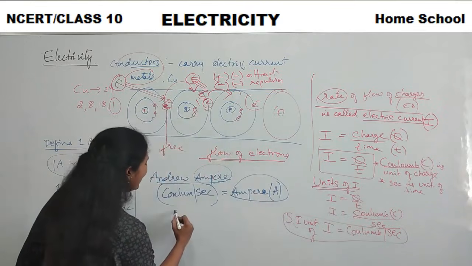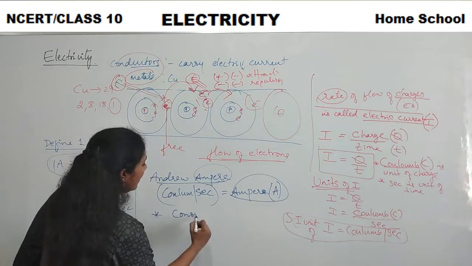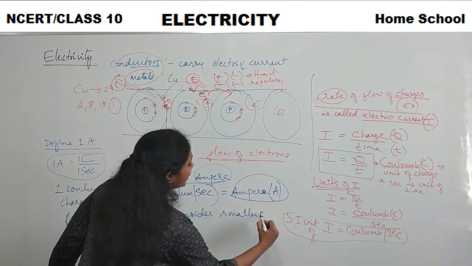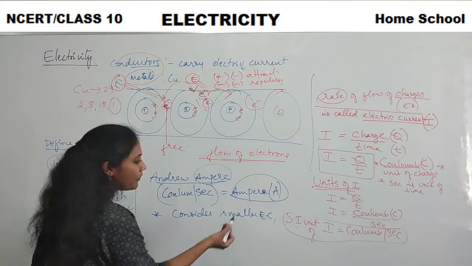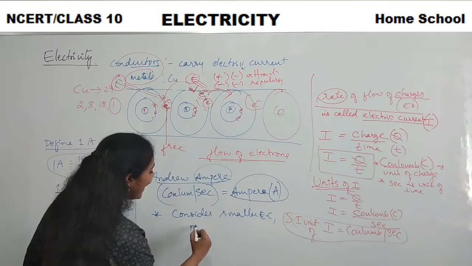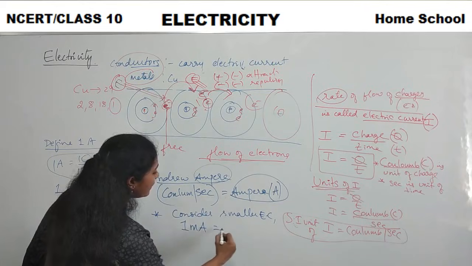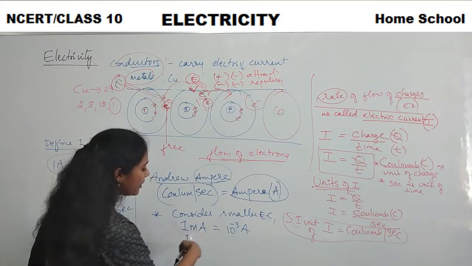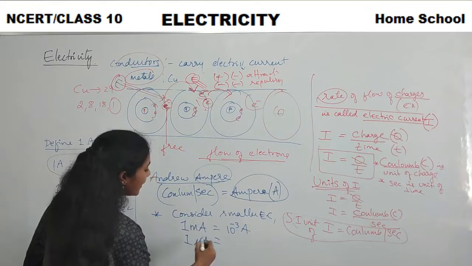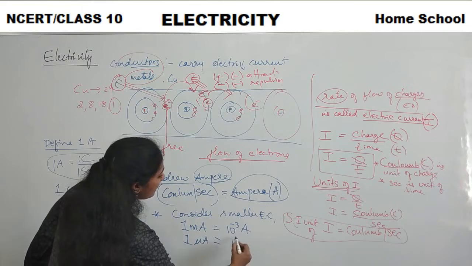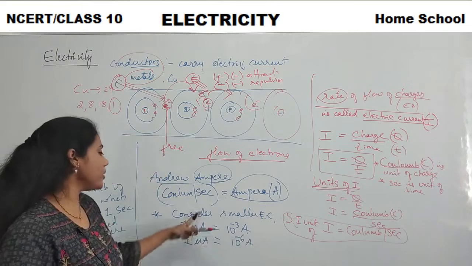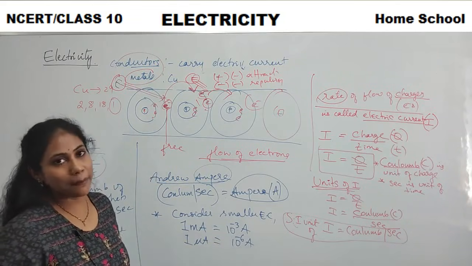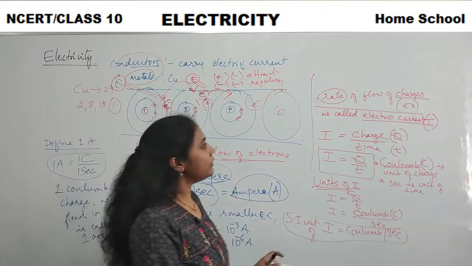We consider smaller currents. We always consider smaller electric currents. For example, we measure current in milliamperes. So 1 milliampere is nothing but 10 to the power of minus 3 ampere. We also measure electric current in microamperes. 1 microampere is 10 to the power of minus 6 ampere. We always measure current either in milliamperes or microamperes, so you have to remember these conversion factors, right? So this is all about electric current.